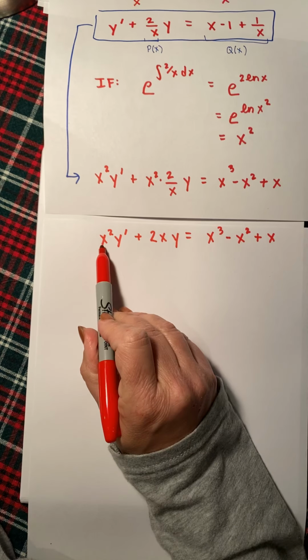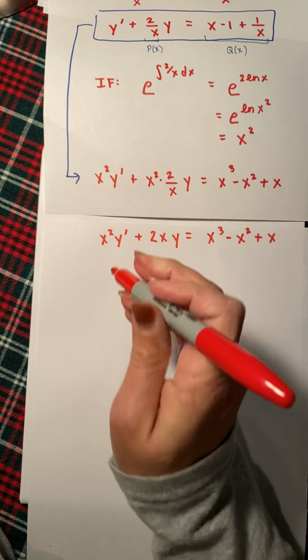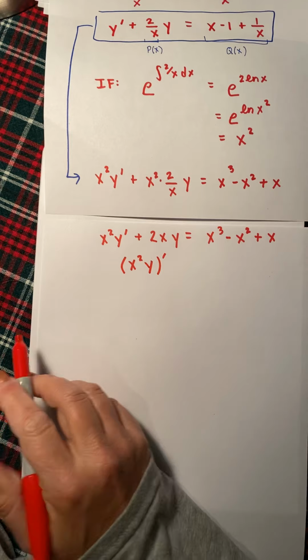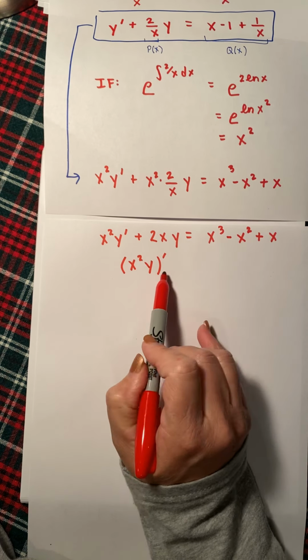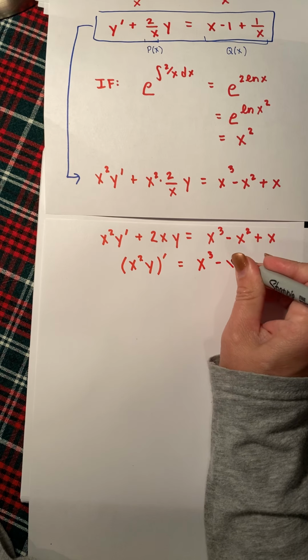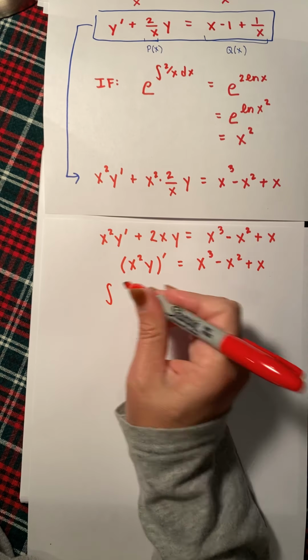Notice here we have a function and its derivative. Here's the other function and its derivative. So this is just the reverse of the product rule. So I can write x squared y prime plus 2x times y as the derivative of x squared y, the whole thing, equals x cubed minus x squared plus x. So now that we have it in this form, we can integrate both sides.